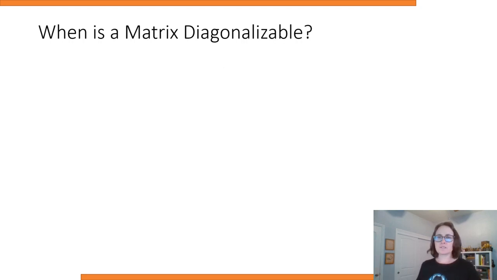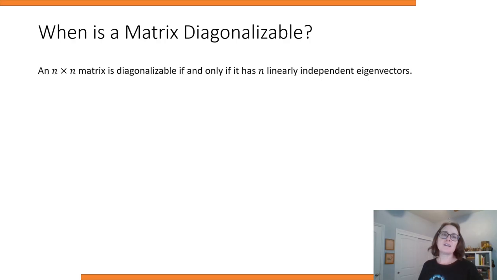Okay, so when is a matrix diagonalizable? I kind of hinted at it on the previous slide there. An n by n matrix is diagonalizable if and only if it has n linearly independent eigenvectors. So if I have a 3 by 3 matrix, it needs 3 linearly independent eigenvectors to be diagonalizable. So this is something we can check to see if it's possible before we go about trying to find the matrices P and D and P inverse.